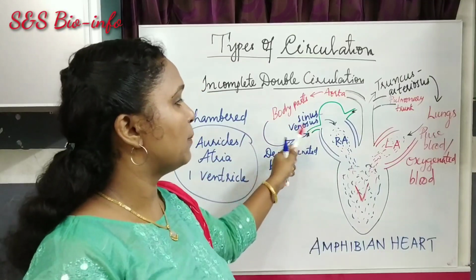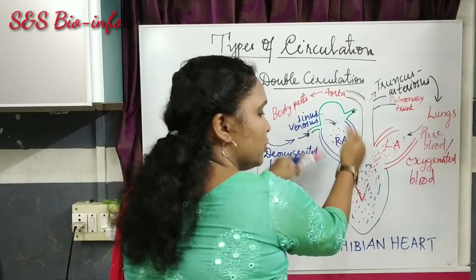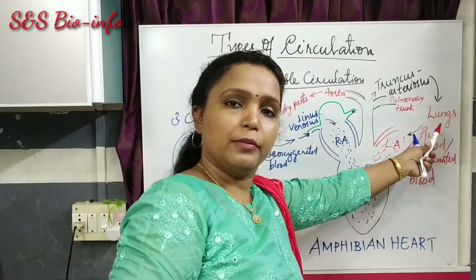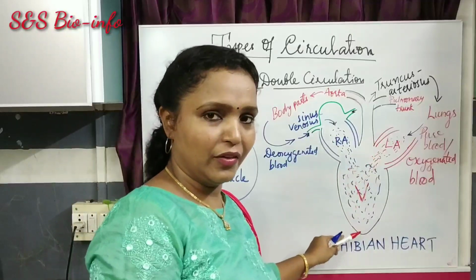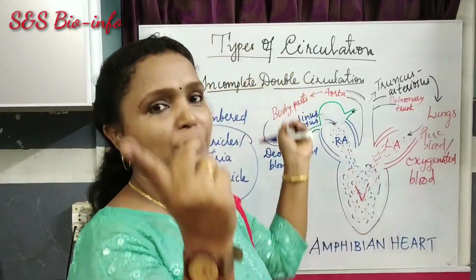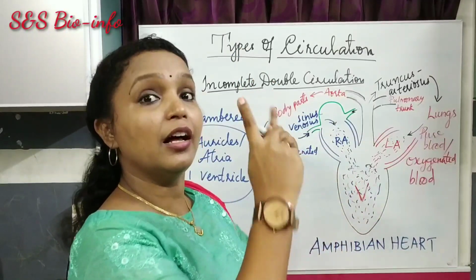See, again it happens simultaneously. Deoxygenated blood from the body parts goes to the right atrium. Pure blood from the lungs goes to the left atrium. Both are mixed at the ventricle. From here it is pumped in different directions. Again, this cycle repeats.